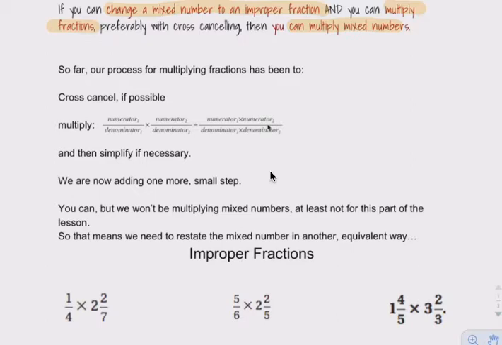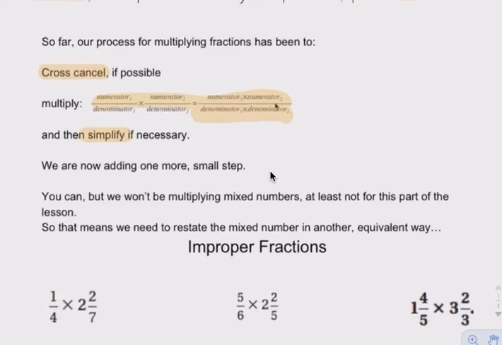So far, our process for multiplying fractions that we've gone over in class has been to cross cancel if possible, multiply numerator times numerator over denominator times denominator, and then just as a final check, simplify if necessary. So that's the process so far. Now, why not? Let's add one more step. It's a small step. And again, if you can change a mixed number to an improper fraction, you're already there.